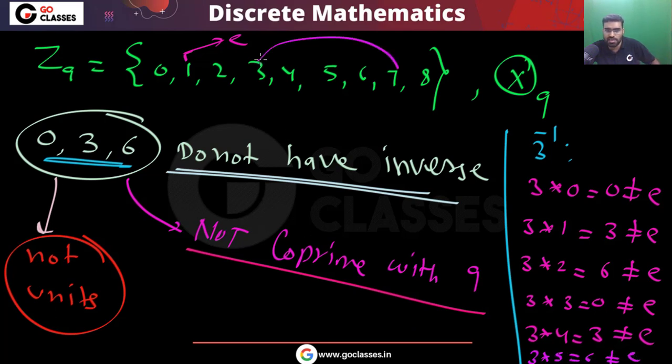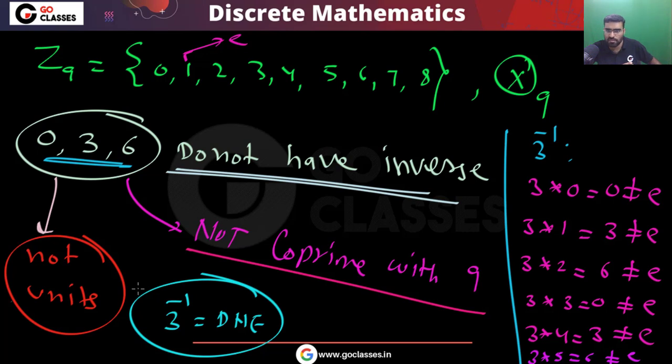3 with 6 will give you 0. That is also not identity element. 3 with 7 will give you 3. That is also not identity element. And 3 with 8 will give you 6. That is also not identity element. So I am saying that 3 does not have inverse. 3 inverse does not exist. I hope this point is clear.